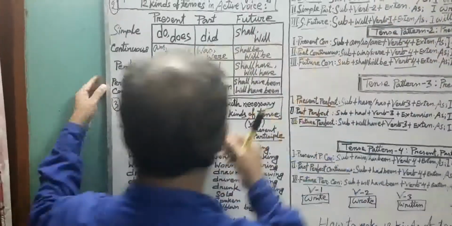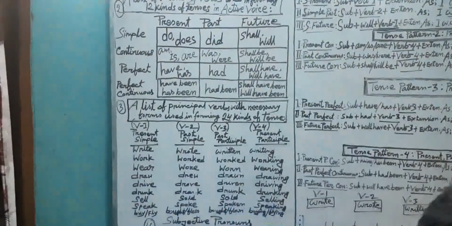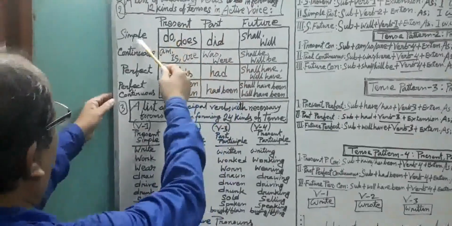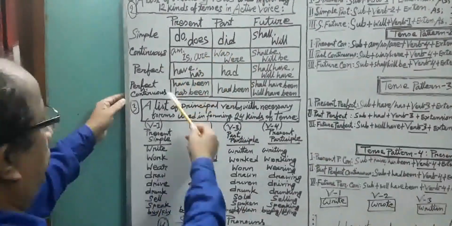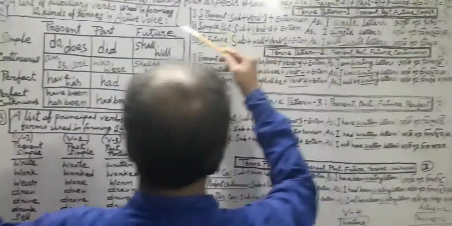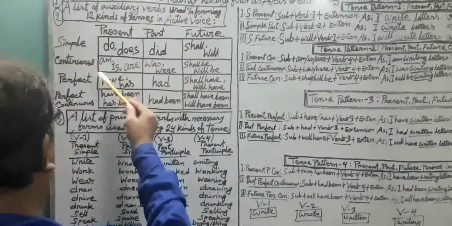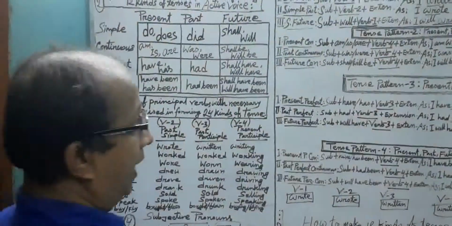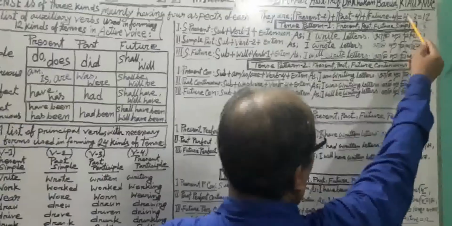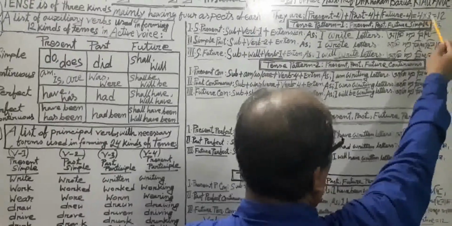In the same way, for past 4, there are also 4: past simple, past continuous, past perfect, past perfect continuous. In the same way, for future 4: future simple, future continuous, future perfect, future perfect continuous. And there are 4 into 3, total 12 kinds of tenses.